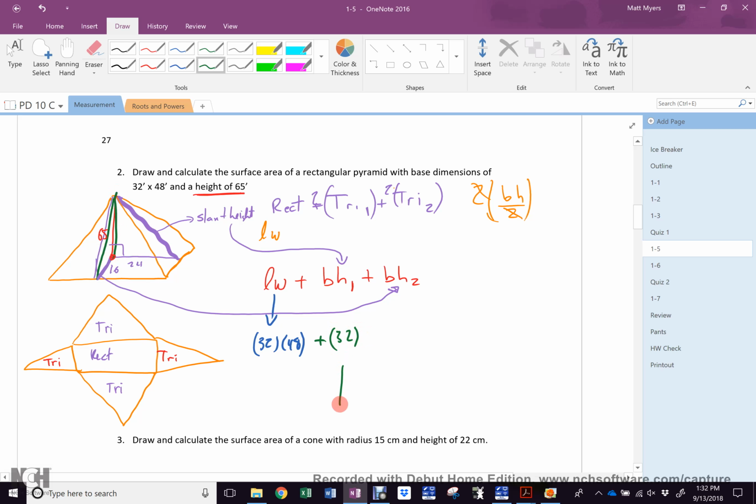I'll work in green. We knew this was 65. We knew this was 16. So this had to be the square root of what? 65 squared plus 16 squared. Then we get a square root, right? And that number goes right here. Now, please notice I am not actually putting the number there. Everybody with me? There's a reason. I don't want to go to my calculator more than once.